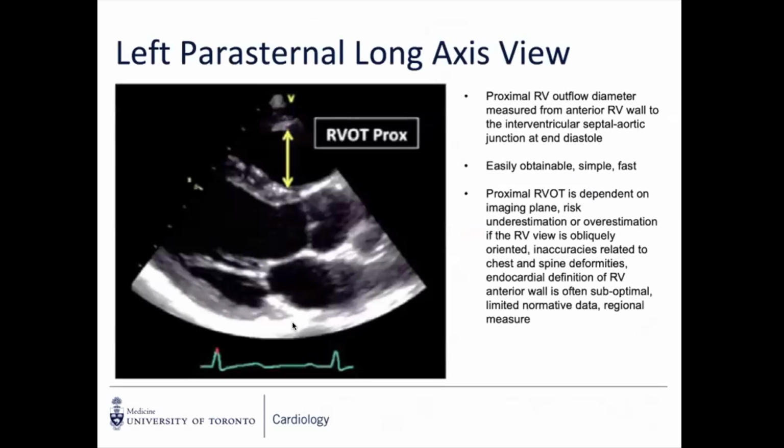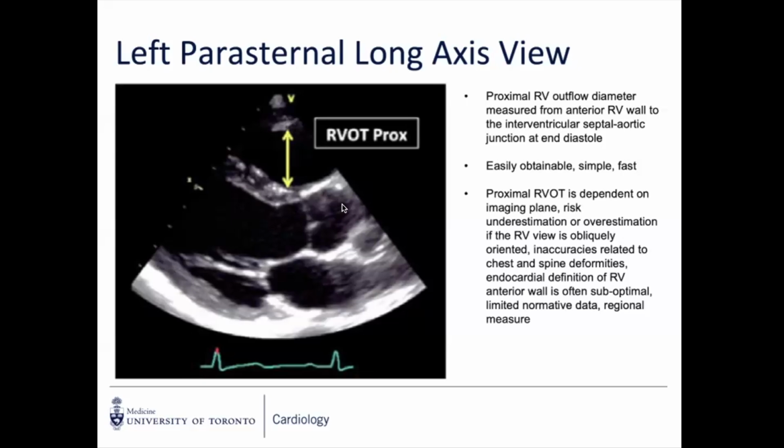So with the left parasternal long axis view, we're essentially going to appreciate the proximal RVOT diameter, which we measure from the anterior RV wall down to the interventricular septal aortic junction at the end of diastole. So this is relatively easy to get in most patients, but sometimes it can be obscured. You may not be able to appreciate the anterior RV wall. Some patients with a large amount of epicardial fat, it may be challenging to determine where exactly to start your measurement. This is dependent really on imaging plane and probe height.